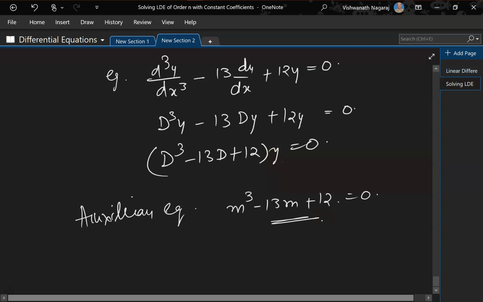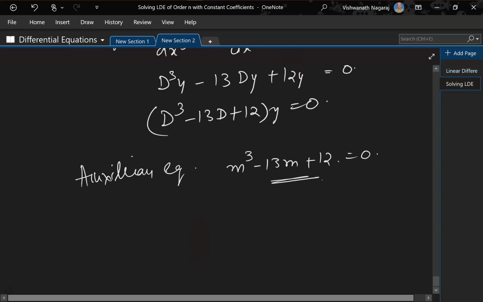Okay, so that is the linear differential equation of order n being solved for the three cases: only real and distinct roots, repeating roots, and complex roots.